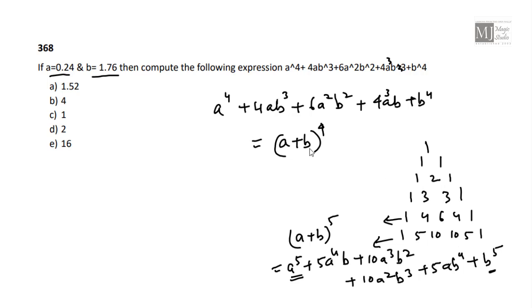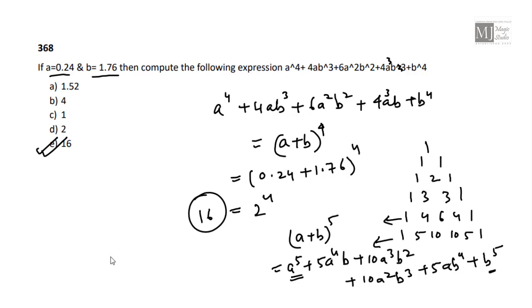So with help of Pascal triangle, I know that it is 14641. It is a plus b to the power 4 and nothing else. So a is 0.24 and b is 1.76. 1.76 plus 0.24 is 2. 2 to the power 4 is the value of the given expression, that is 16.